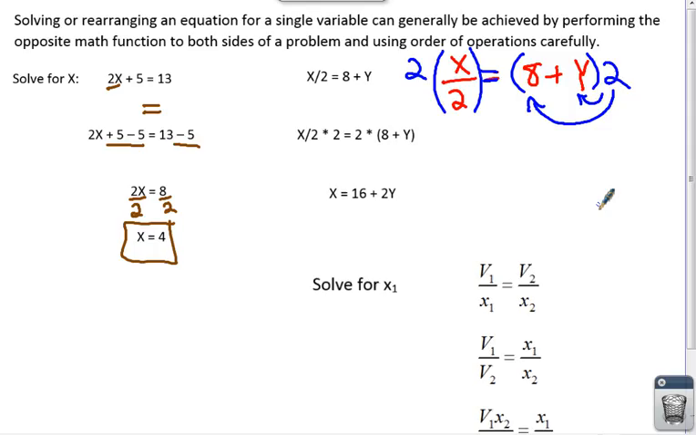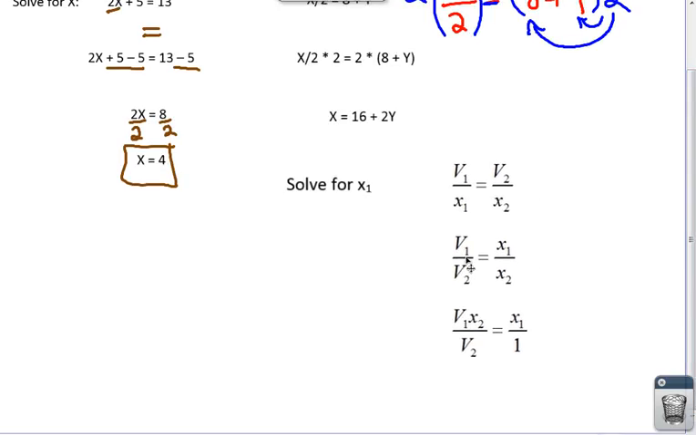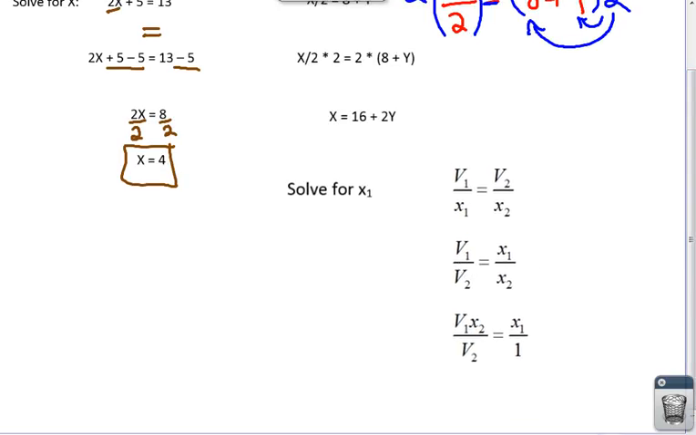So 8 times 2 is 16. Y times 2 is 2y. So x is equal to 16 plus 2y. I guess technically once you had moved the 2's over, you had solved for x, and maybe we go a little further. All right, and then this example was also in there.